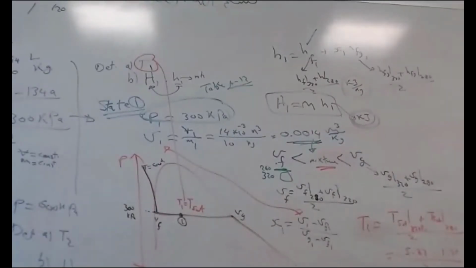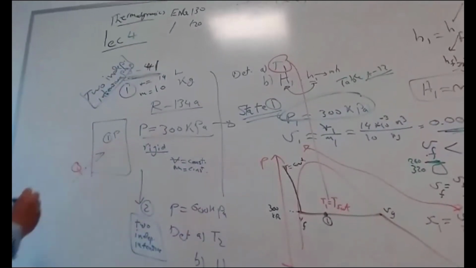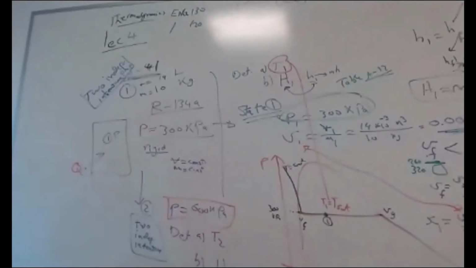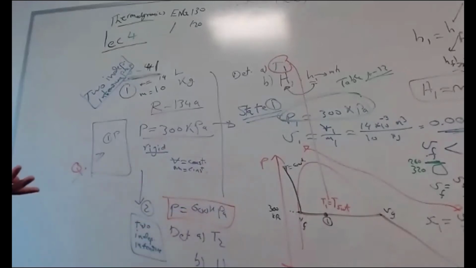Step 2, he said, I'm going to add heat to the system. Here, adding heat. I give you only a pressure. I want temperature and enthalpy. How can I get them, guys? I give only pressure. Something is missing.